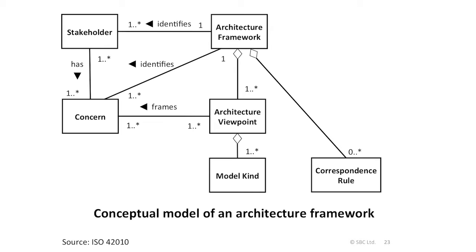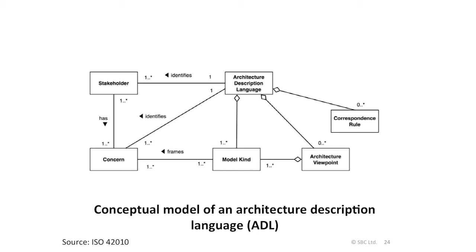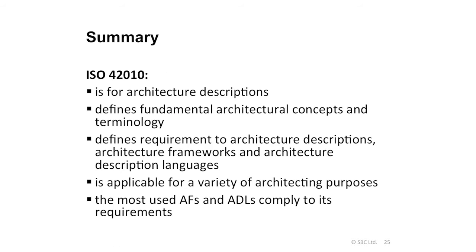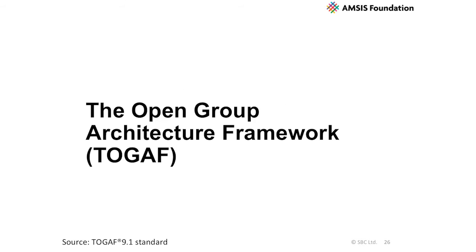The scheme on this slide depicts an architecture framework content. An architecture description language is any form of expression used in architecture descriptions. The scheme on the slide depicts the conceptual model of an architecture description language. Examples of ADLs which comply to this standard are SysML, Archimate, UML, and BPMN. In summary, ISO 42010's focus is on architecture description, concepts and terminology. It defines requirements, crosses boundaries and is used by the key architecture frameworks and architecture design languages.